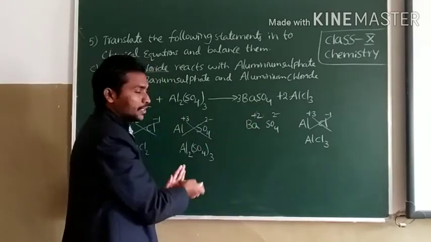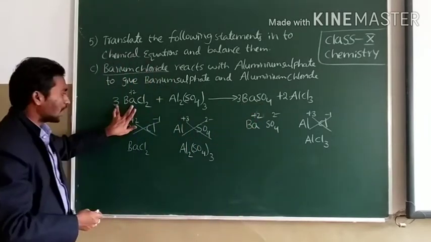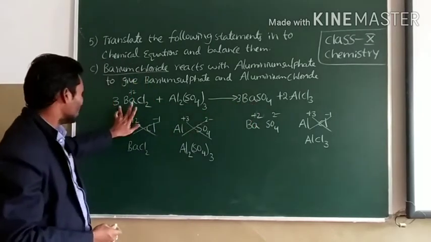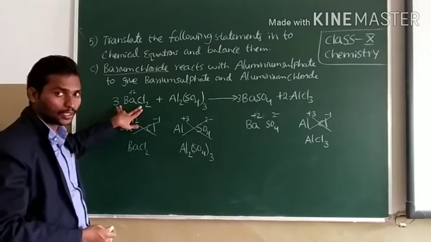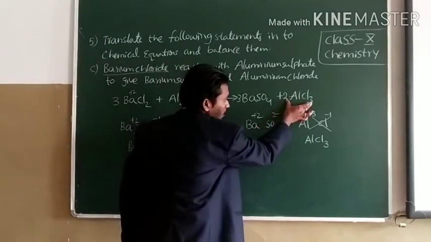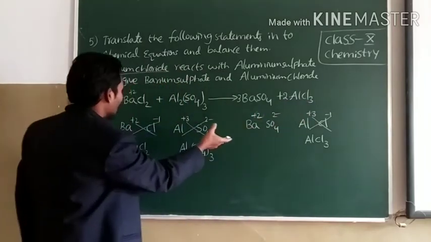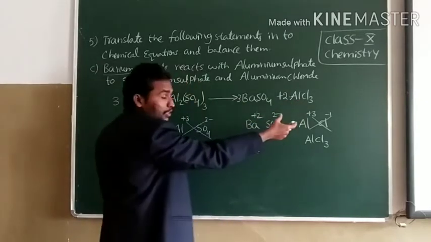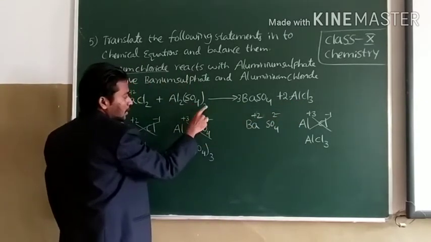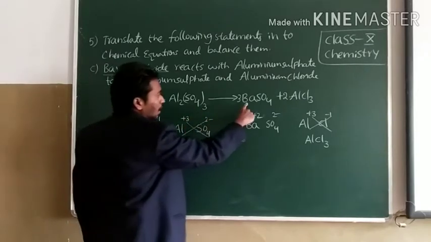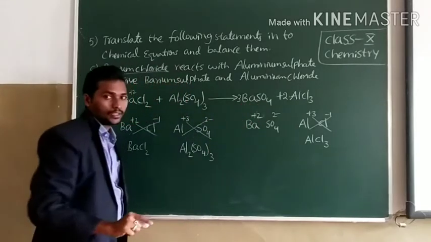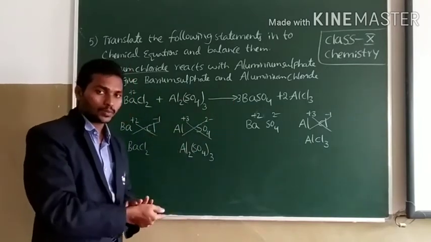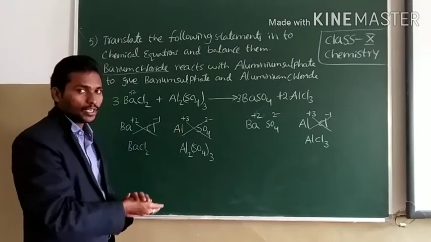Now let us verify the equation again. 3 barium atoms on LHS side, 3 barium atoms on RHS side, and 3 2s are 6. 6 chlorine atoms on LHS side, and 2 3s are 6, 6 chlorine atoms on RHS side. Next, 2 aluminum atoms on LHS side, and 2 aluminum on RHS side. Next, SO4: 3 sulfate ions on LHS side and 3 sulfate ions on RHS side. So the number of atoms of each element is the same on both sides of the equation. This is the way we have to balance the equation.